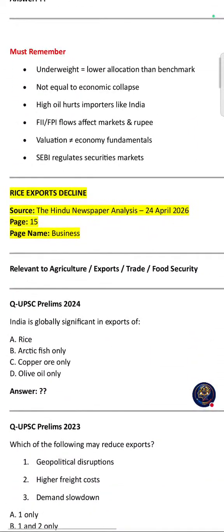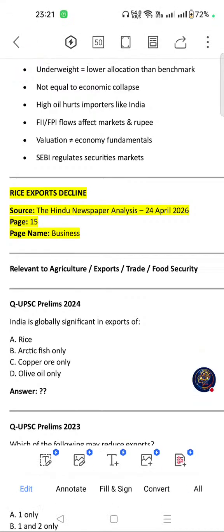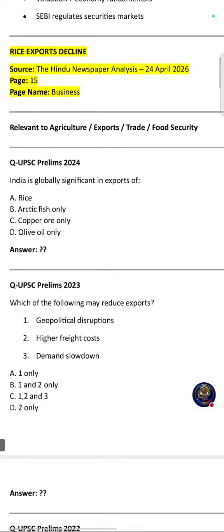Next, points to remember here are: underweight means lower allocation than benchmark, not equal to economic collapse; high oil hurts importers like India; FII or FPI flows affect markets and rupee; valuation is not equal to economy fundamentals; SEBI regulates the security market.